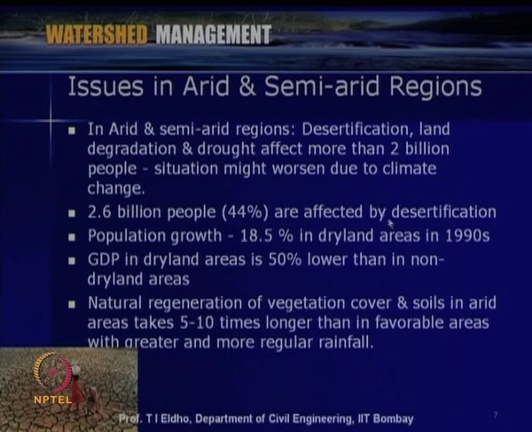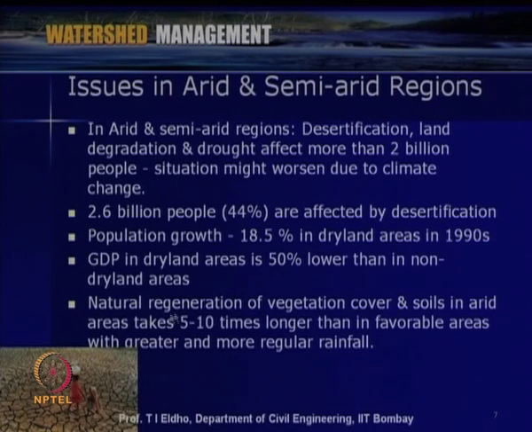As far as arid and semi-arid regions are concerned, 2.6 billion people are affected by desertification, and the population growth as per 1990 is 18.5% in dryland areas. As for GDP, gross domestic product in dryland areas is about 50% lower than in non-dryland areas. So, this shows the economic status of the people of the arid or semi-arid regions, or the dryland regions.